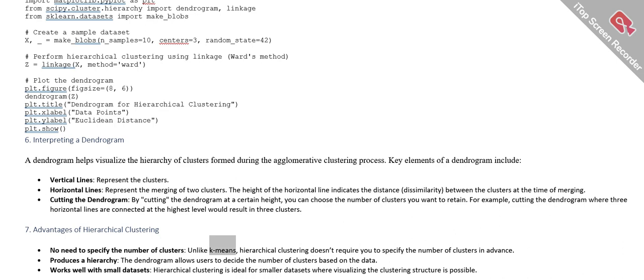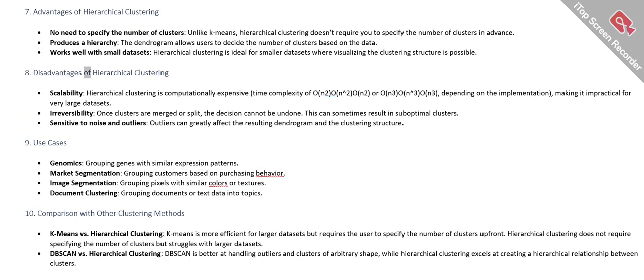No need to specify the number of clusters. Unlike k-means, hierarchical clustering doesn't require you to specify the number of clusters in advance. Produces a hierarchy. The dendrogram allows users to decide the number of clusters based on the data. Works well with small datasets. Hierarchical clustering is ideal for smaller datasets where visualizing the clustering structure is possible.